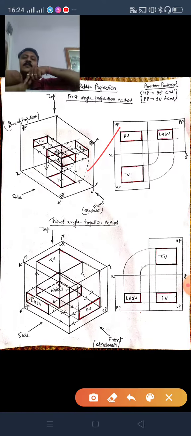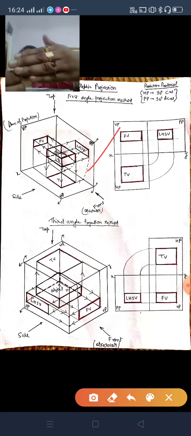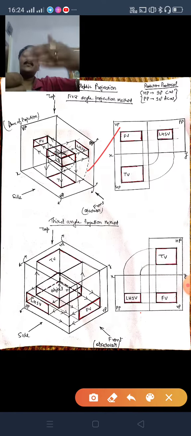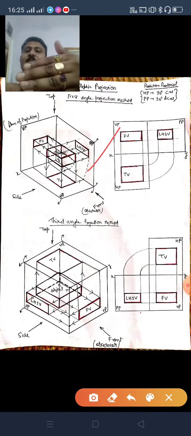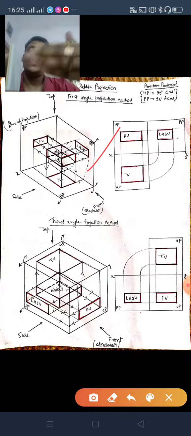And this is the profile plane. You are watching the object from here. This is the object and this is the profile plane. So this profile plane is not creating any obstacle because you are standing here. No need of making this profile plane transparent. You can make it opaque also.